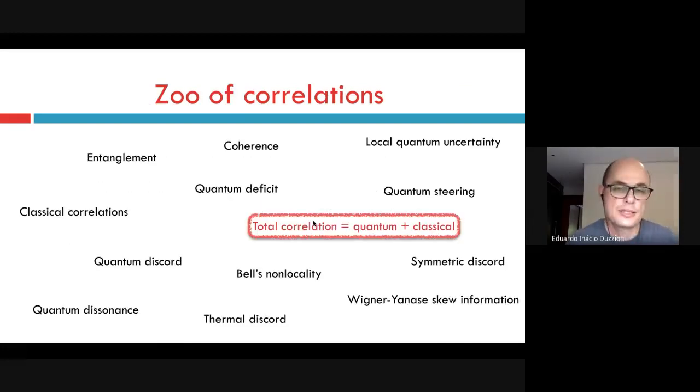But now there are a lot of different measures of quantum correlation, mainly after the year 2000. There are several measures: coherence, quantum deficit, quantum steering, classical correlations, quantum discord, etc. And the kind of correlation I will talk about today is the total correlation. Here, I'm not splitting quantum and classical correlations. I'm using the total, these two kinds of correlations. But instead, I'm worried about the genuine multipartite correlations.